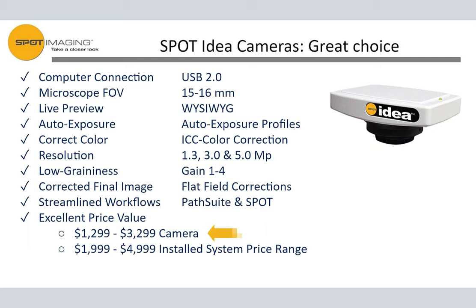Cameras themselves start out at $1,299 for the 1.3, going up to $3,299 for the 5 megapixel. And when we add in the couplers, installation, and software, depending on what software package you get, it can range from about $1,999 to $4,999 for kind of a highly dressed out package with installation and whatnot.